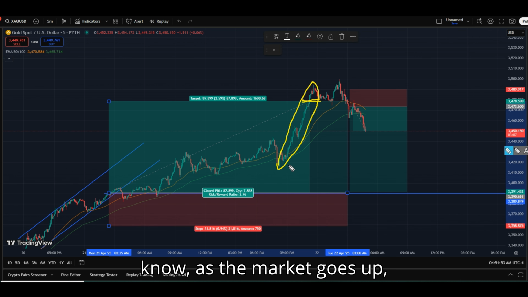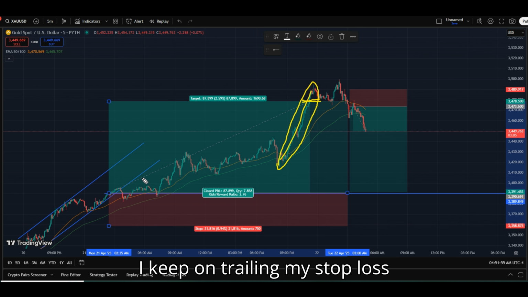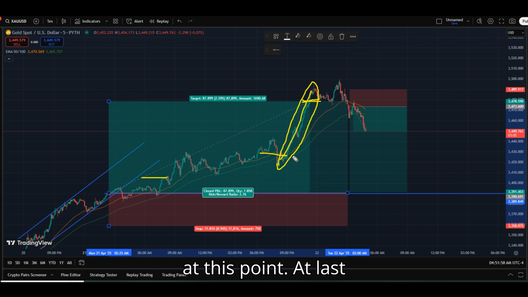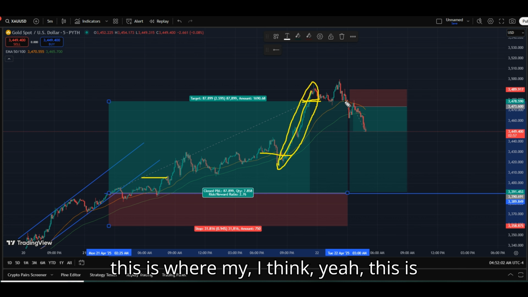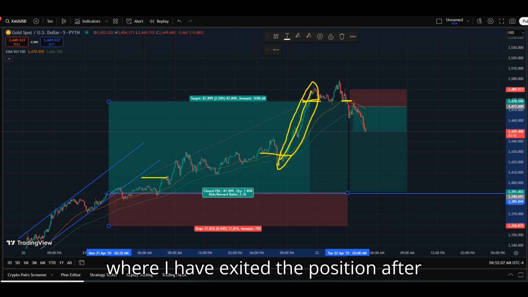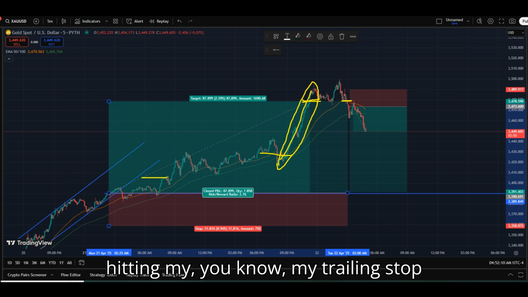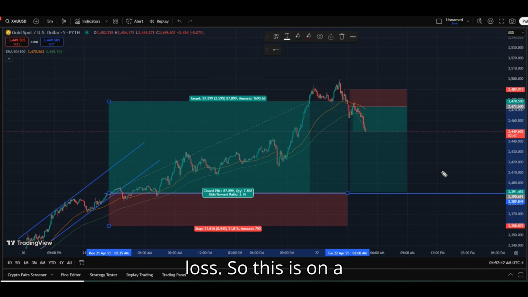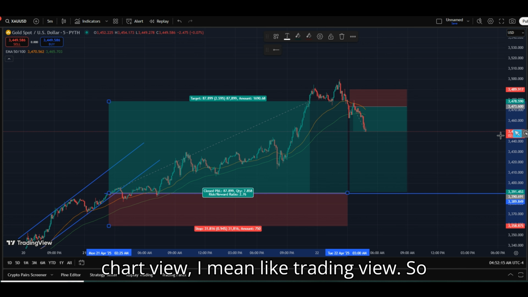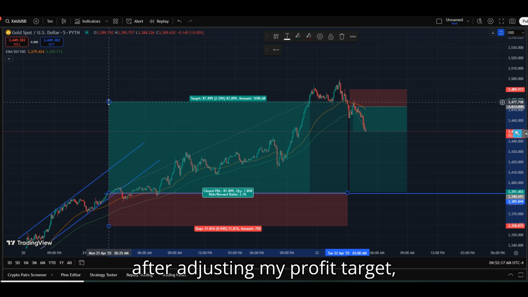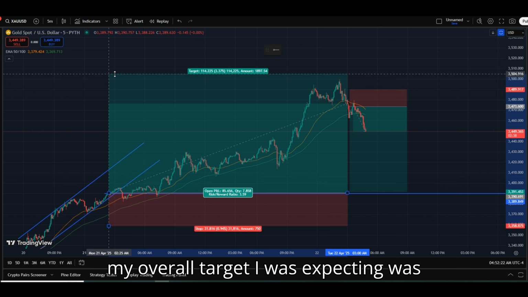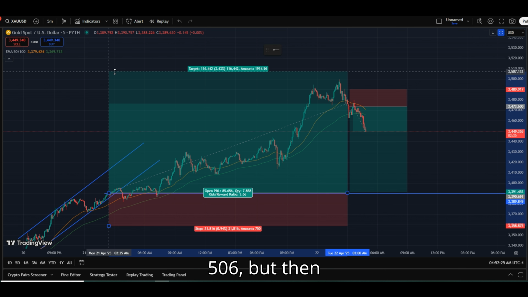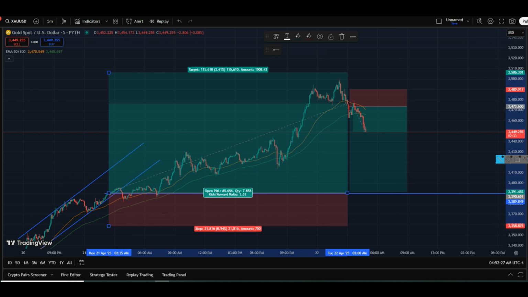As the market goes up, I keep on trailing my stop loss at this point. At last, my stop loss was at this level. This is where I exited the position after hitting my trailing stop loss. This is on a chart view, TradingView.